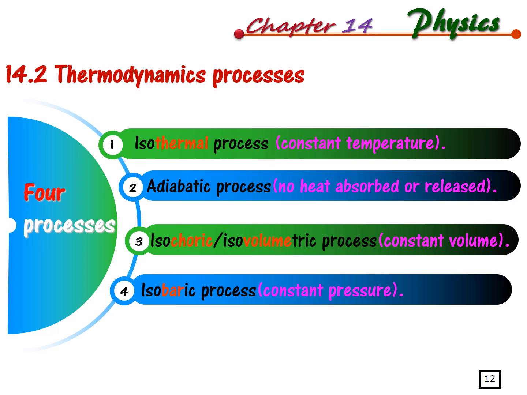ISO means constant. And the fourth, isobaric process. Bar is one of the alternative units for pressure. So in this process, the pressure is constant. So we will move one by one, from process 1 to 2 and 3, and after that the 4.